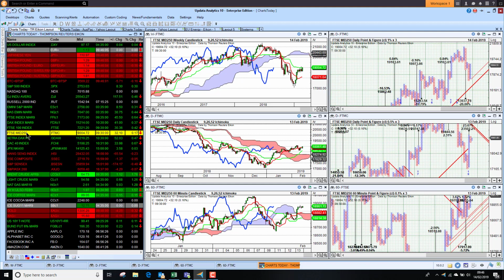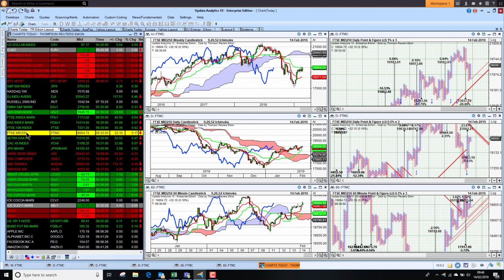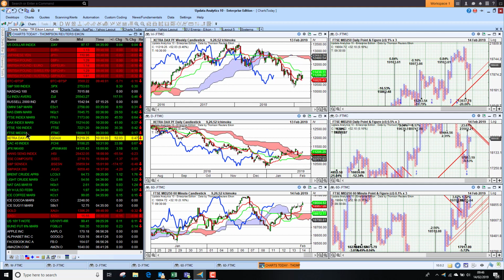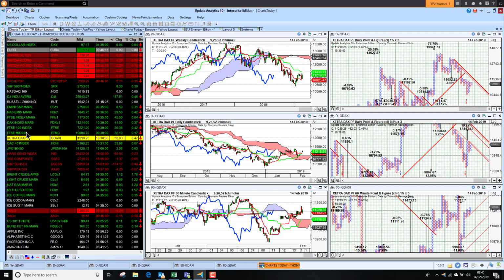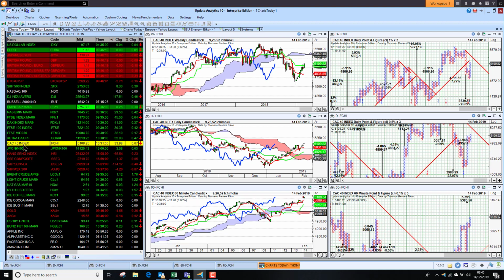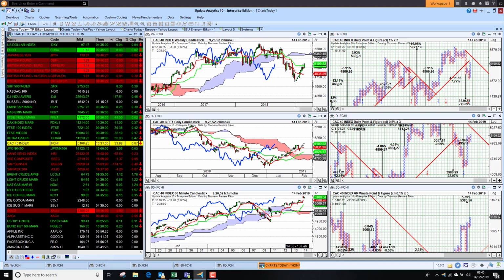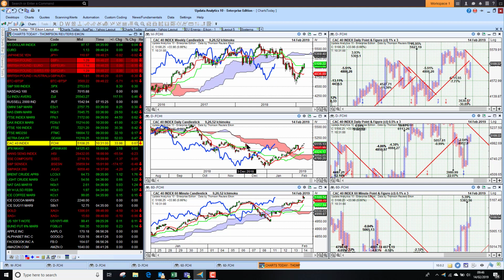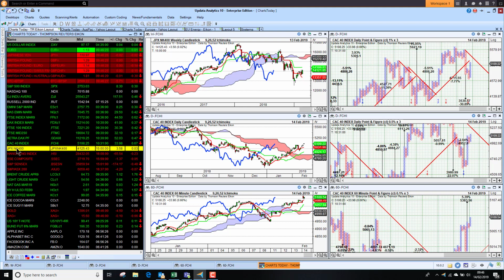FTSE mid-caps, we are looking bullish here in the short term as well, and the DAX, we're actually just not quite through yet on the short and medium term chart, so it's just looking a little bit weaker there. The CAC Quarante actually looking stronger, making new multi-week highs. We're really now just starting to test this December high on the CAC, so that's actually looking quite good.